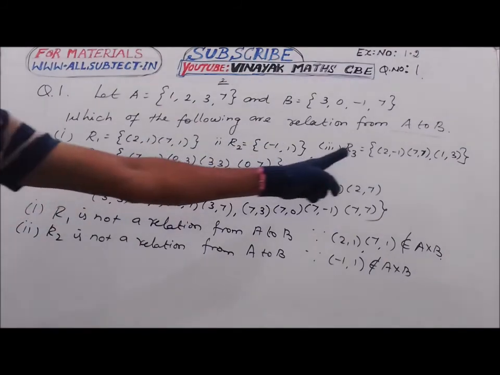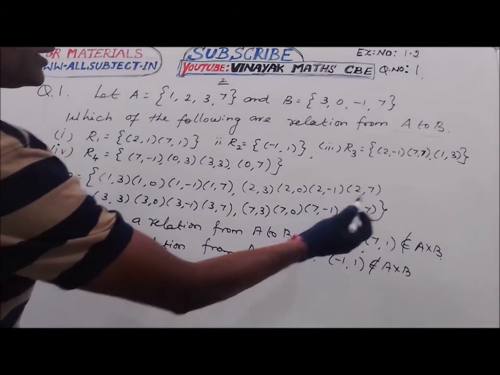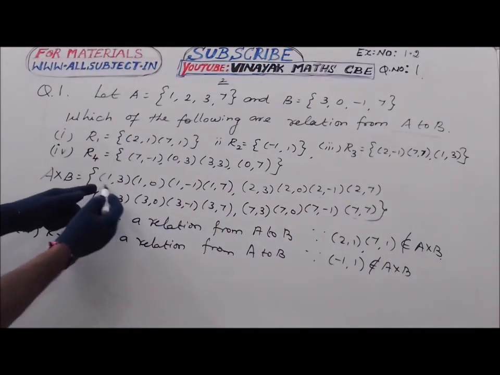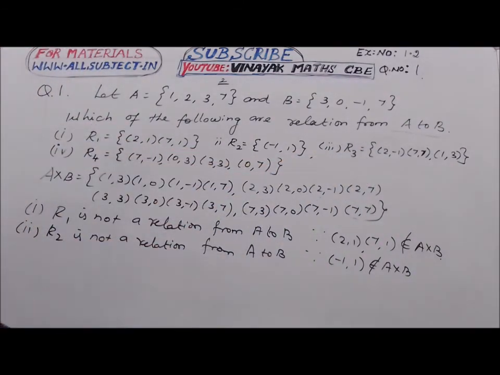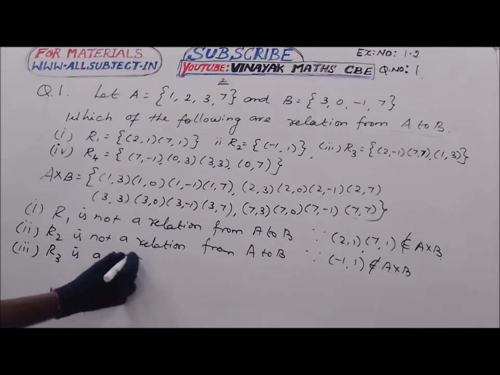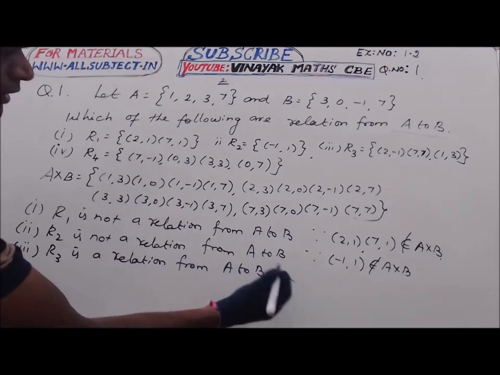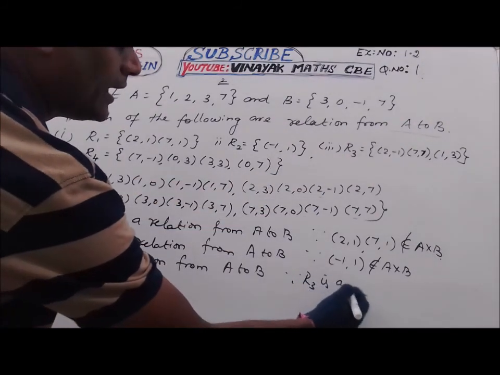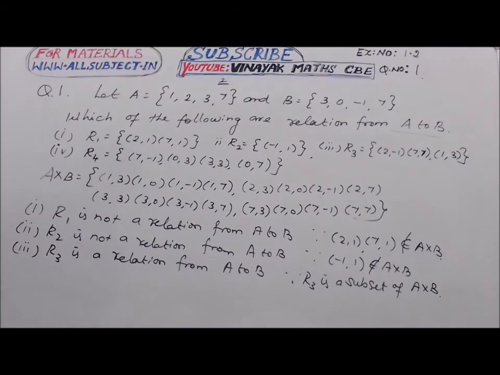Now the third one: (2, -1), (7, 7) and (1, 3). (2, -1) is present here, (7, 7) is present here, and (1, 3) is present here. So all the 3 elements are present in A cross B. This means R3 is a subset of A cross B. Therefore R3 is a relation from A to B, since R3 is a subset of A cross B.